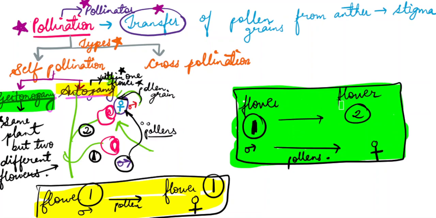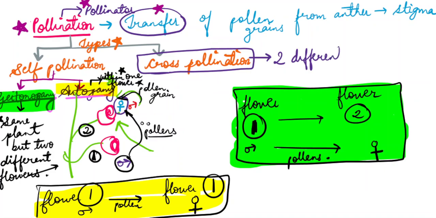Okay, next if we come towards cross pollination. Cross pollination is between two different plants. Here the pollination occurs between two different plants. So we say it as cross pollination.